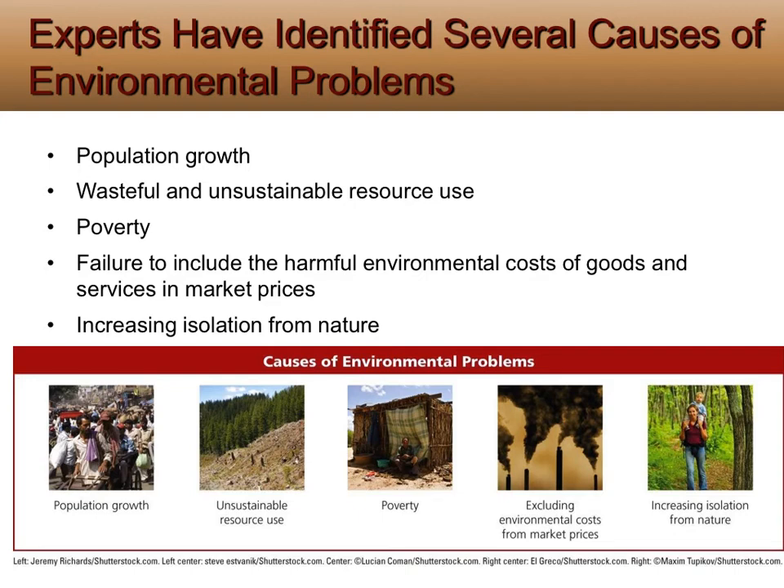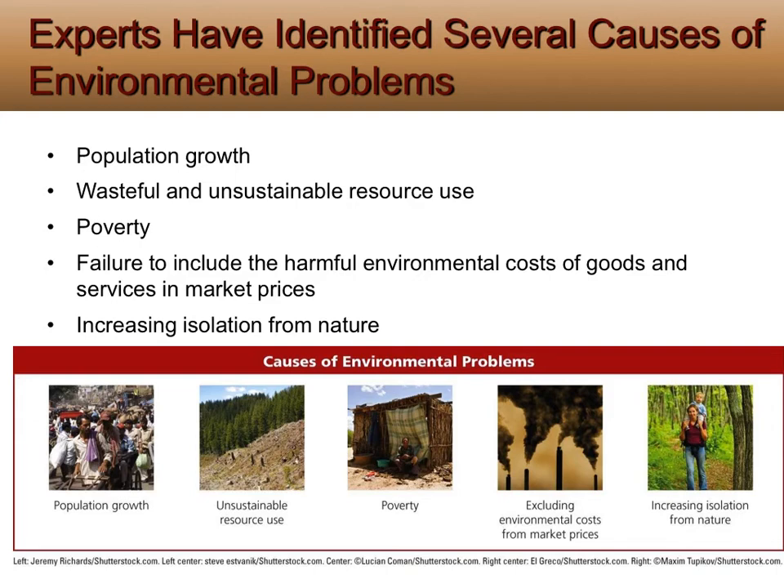Experts have identified several causes of environmental problems. The first one, of course, is population growth. As population goes up, we need more food. As we need more food, we need to put more pesticides down, herbicides down, fertilizers down, and of course that hits our groundwater and air pollutants also. We are wasteful, unfortunately. We live in an unsustainable resource use. Poverty is a bad thing.